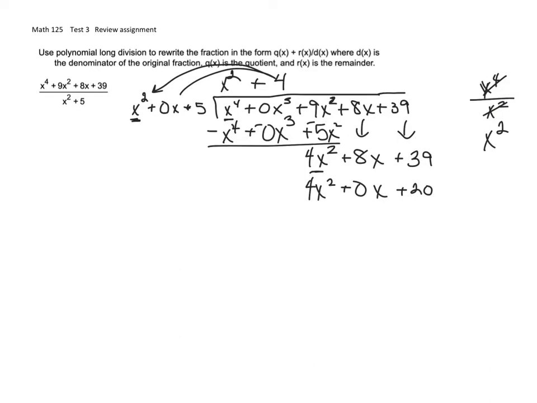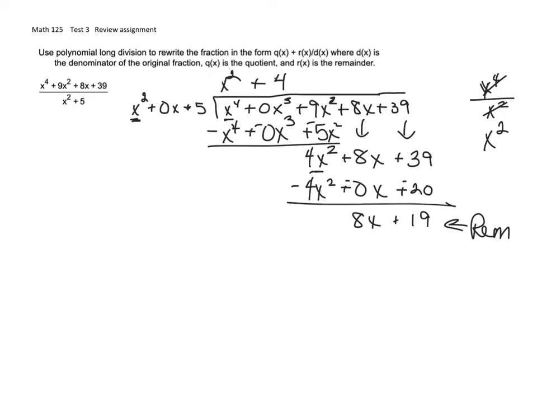But nevertheless, let's subtract and get our remainder. Remember, subtraction is, you can change every sign. The 0 doesn't really matter. And I'm going to change 20 to negative, and then you can add. That gives me 0, 8x, and then 39 plus negative 20 is 19. So we're done. This is the remainder. All right. So let's write our answer.